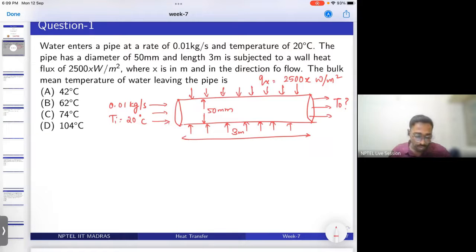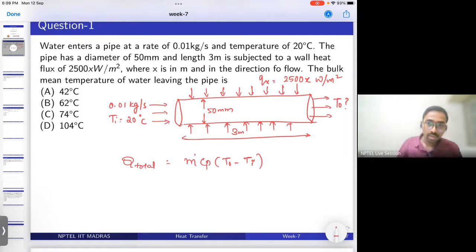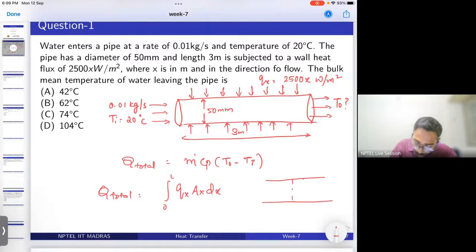We need to find the exit temperature of the pipe under these conditions. We know the total heat transferred to the fluid is Q total equals m dot Cp (To minus Ti). This heat is transferred because of the applied heat flux. So we need to find Q total. Q total is equal to the integral of q''(x) dA from 0 to L, because if I take a small elemental strip of length dx, what is the heat transfer for this elemental strip?